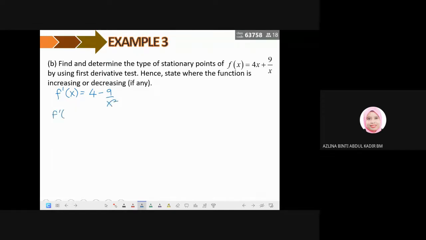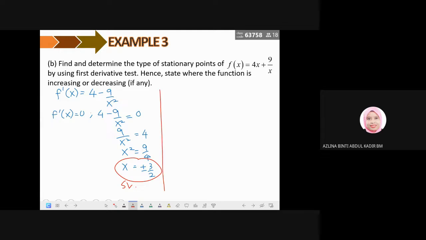When f prime x equals 0, so 4 minus 9 over x squared equals 0. 9 over x squared equals 4. So x squared equals 9 over 4. So x equals plus minus 3 over 2. So we have two stationary values. Then find the stationary points.